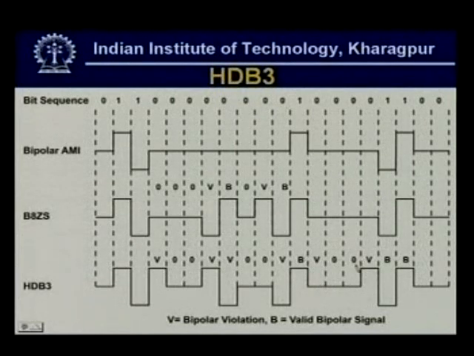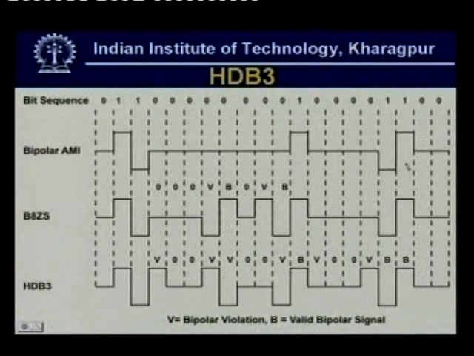So, you see here also the violations are introduced. As we know, as per bipolar AMI code, the next pulse has to be positive. But it is not done here. So, violations are forcibly introduced, so that they are identified as signals sent for synchronization, and so that the proper data is retrieved from the received signal, and at the same time synchronization is achieved.